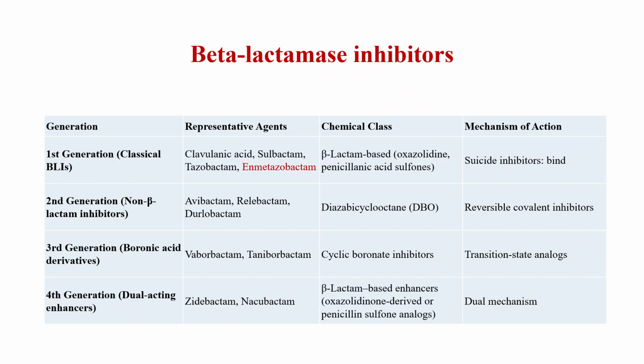In the names vaborbactam and taniborbactam, you can see borbactam, which indicates the boronic acid derivatives. Whereas second generation beta lactamase inhibitors, we call them DBOs, diazabicyclooctane compounds. So you can compare the second generation with a metal foil and the third generation with a magnet. Fourth generation, we discussed zidebactam. These are actually not beta lactamase inhibitors. They are beta lactam enhancers, and we already discussed the mechanism by which they act.